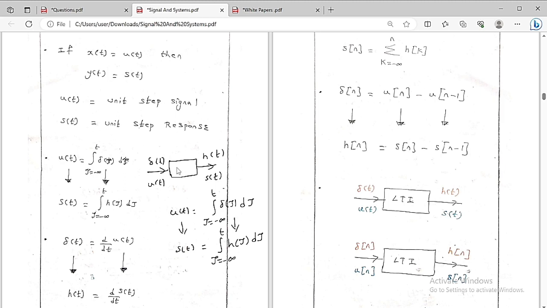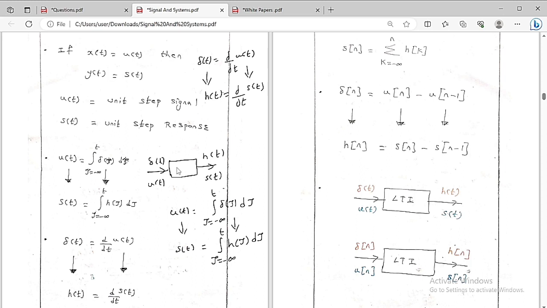Similarly, vice versa, delta of t is nothing but d by dt of u of t. This impulse signal is the derivative of the step signal. Then the delta of t response is h of t, and d by dt of the u of t response is s of t. So the impulse response is the derivative of the step response. So if you know one thing, getting the other thing is a matter of a fraction of a second.